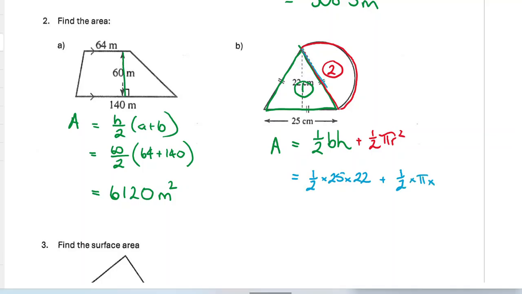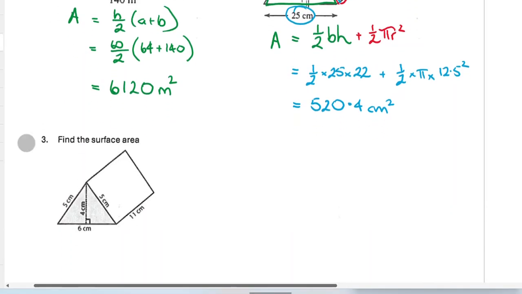Now the radius, there's no number written on this side here. It's the same length as the one across the bottom. So the whole side is 25, which means the radius would be half of 25, which is 12.5. So that will be 12.5 squared for the radius. If you type that into your calculator, you should get 520.4 centimeters squared. That's rounded to 1 decimal place.